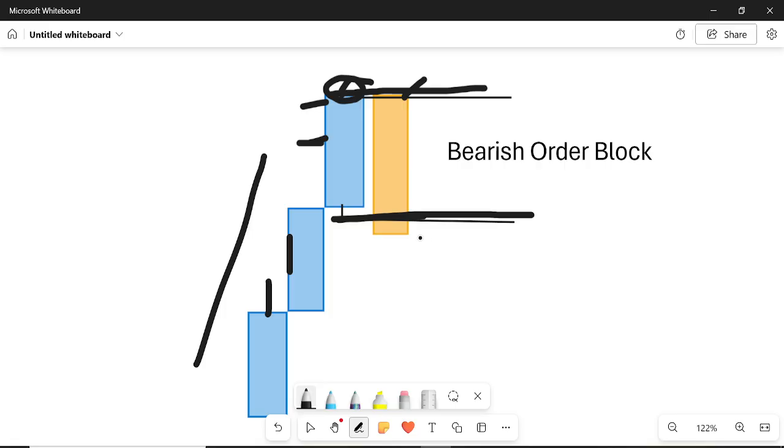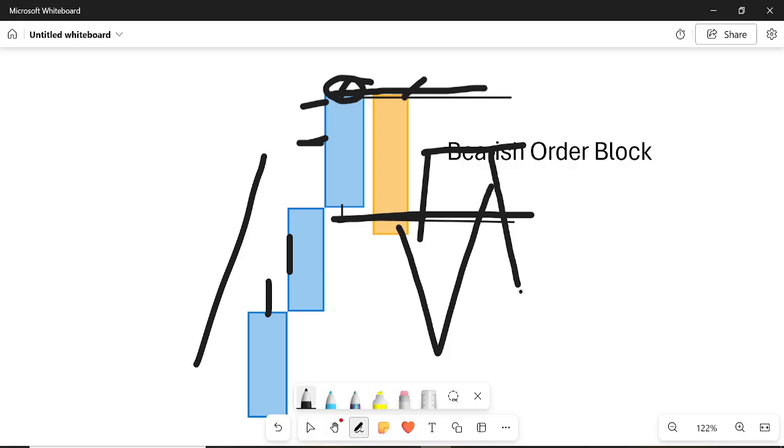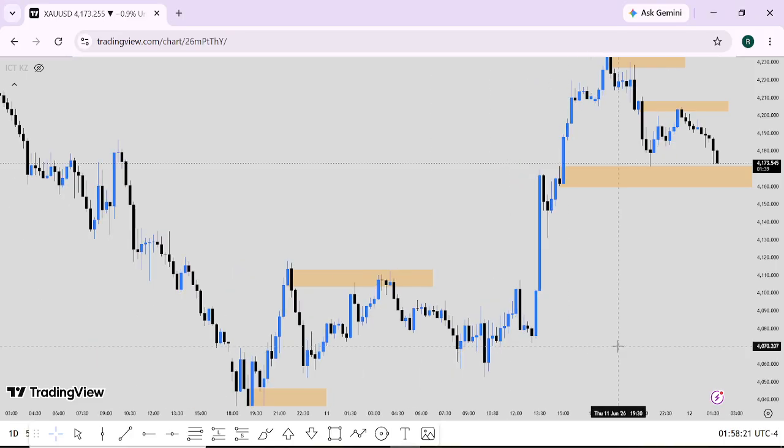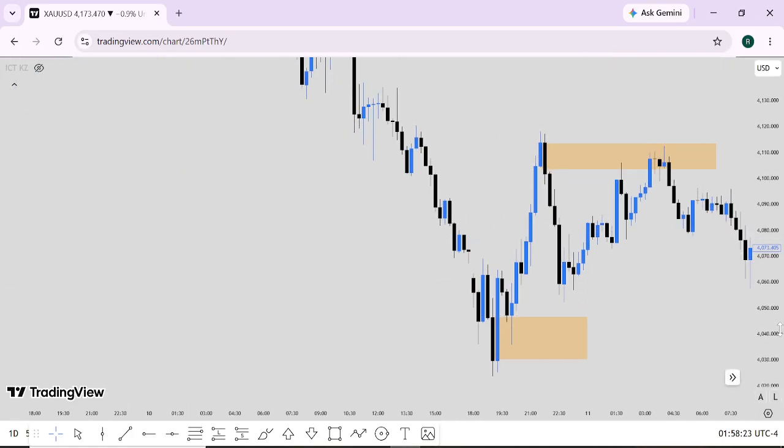Now what can price do? Price can retest this area in the very next candlestick, or price can go down and test this area later. Whenever price tests this area, we will be sellers from here, we will look to sell from here. That's how we trade the order block. Let's have some real market examples to see the order blocks.